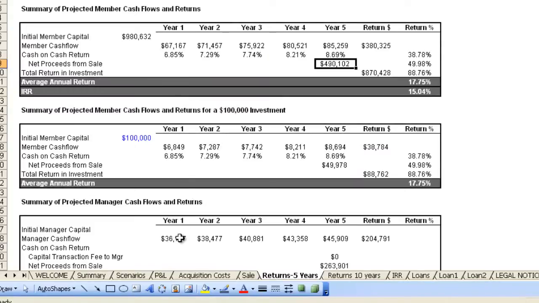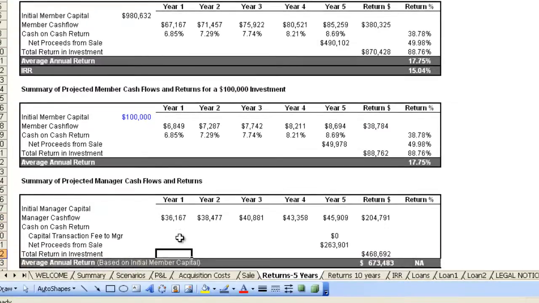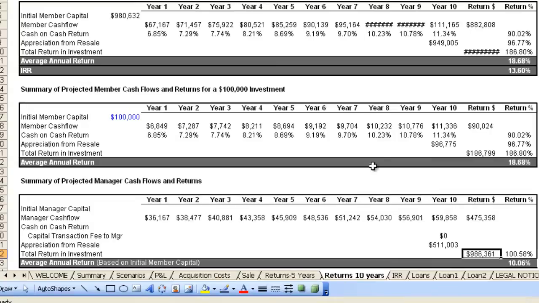Now, for us as a syndicator, we want to see, if we go through all this trouble, what are we getting paid? So as 35% owner of this, our cash flow a year is between 36 and 45 thousand, and in year 5 we get a big nice check of $263,000 at closing, which means that our overall return on this is $673,000 in 5 years. Not a bad deal. All we had to do was find a deal and raise $1 million to get that. So this tab shows you what that looks like, and this is the 10-year tab, which shows you the same thing.